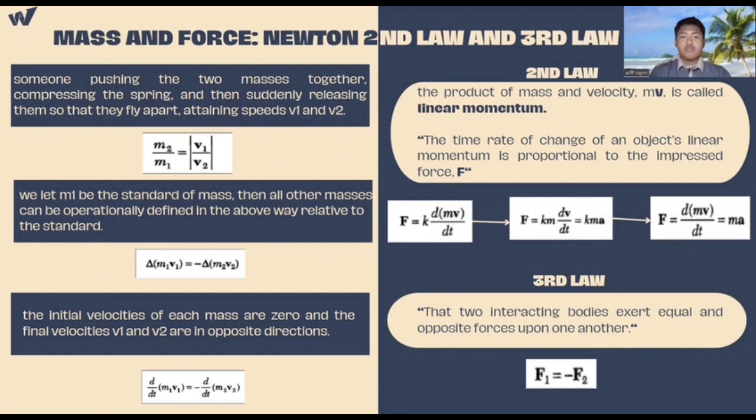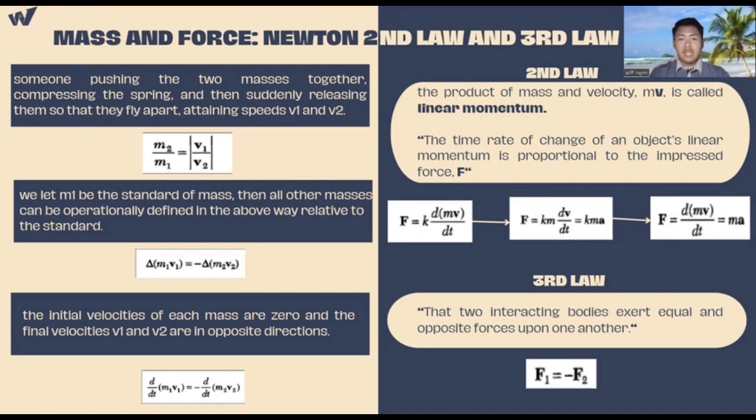Next, we move to mass and force, which are Newton's second law and third law. Imagine someone pushing two masses together, compressing a spring, and then suddenly releasing them so that they fly apart, attaining speeds V1 and V2. We define the ratio of the two masses to be M2 over M1 equal to V2 over V1. If we let M1 be the standard of mass, then all other masses can be operationally defined in the above way relative to the standard.